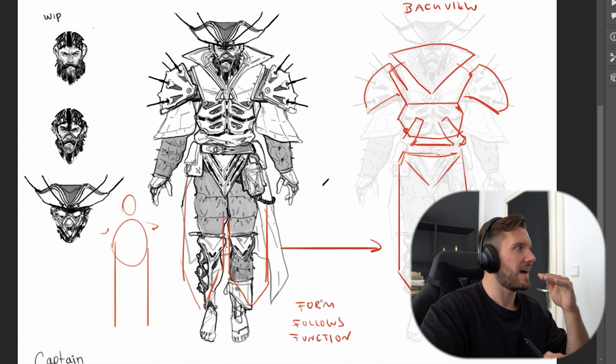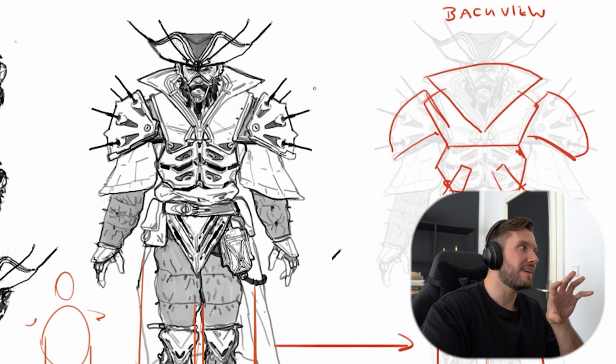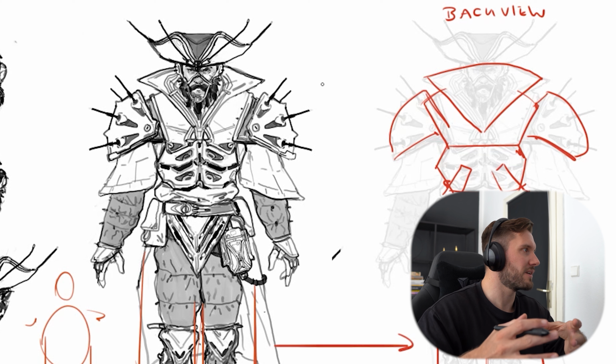But it's also about this hierarchy of things, to give a hierarchy to the viewer. So the viewer understands, okay, what is this about? But now we design a costume. So a costume is a bit more tricky because there's more stuff happening, right?